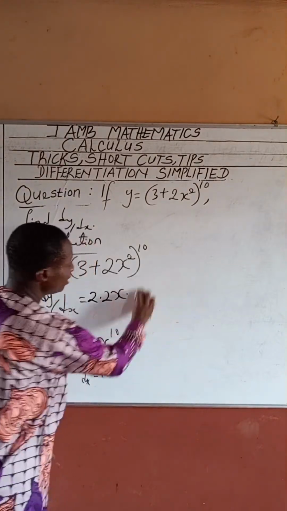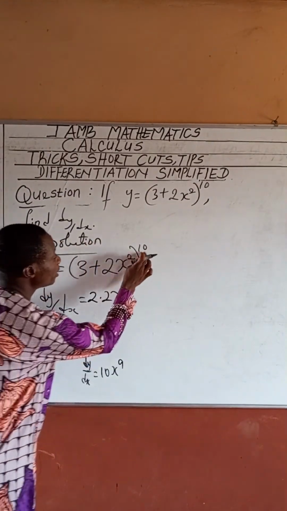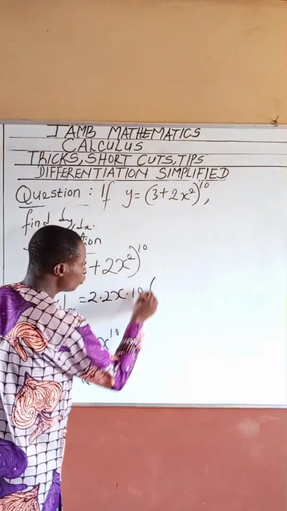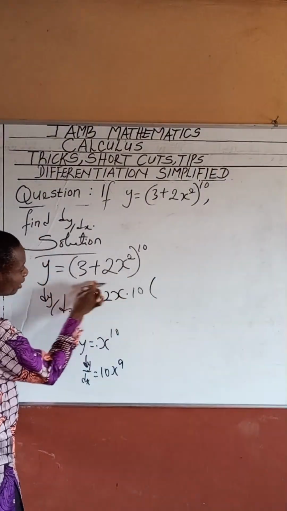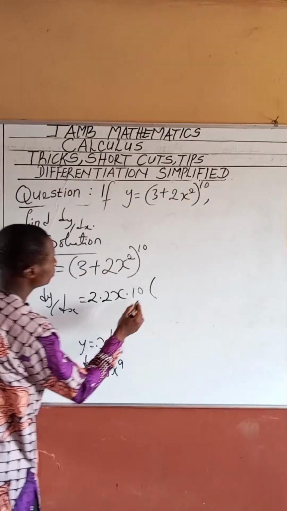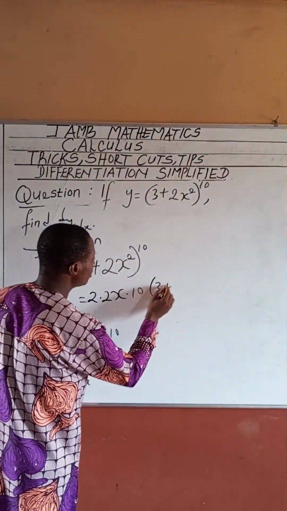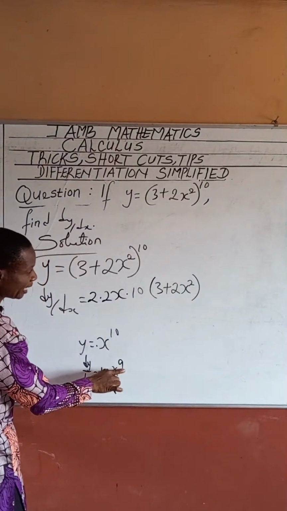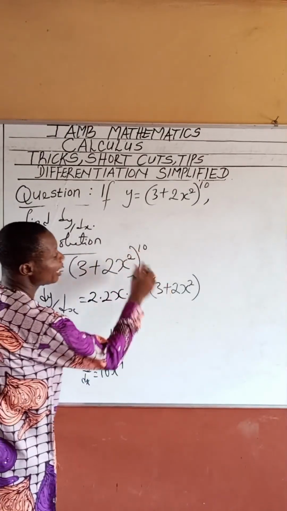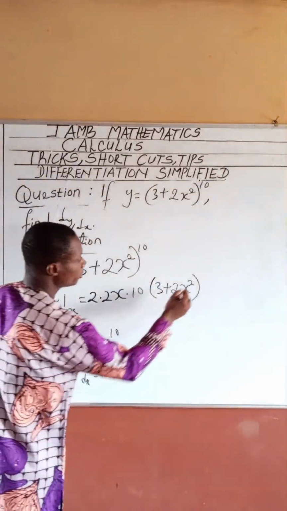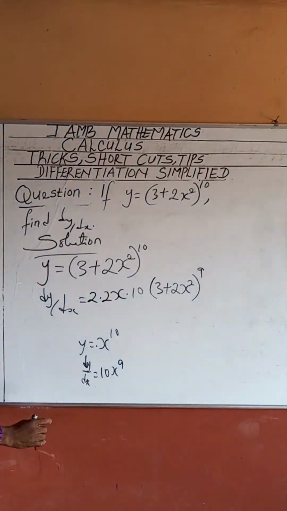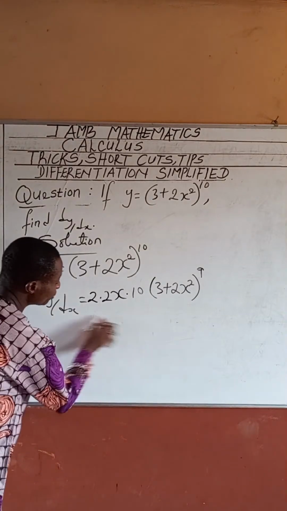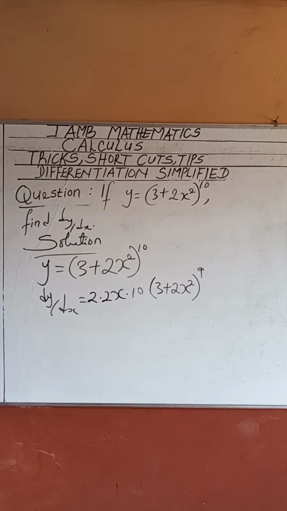Bring down this 10. Let me show you so I don't waste much time. That is 10. Then before opening brackets, bring everything. Everything here represents x. So that becomes 3 plus 2x squared. Then this is 9, so decrease it by 1, sorry. Decrease this by 1. This becomes 1 here. You can see how simple it is, right? Then the next step is just simplification. We have done the differentiation.